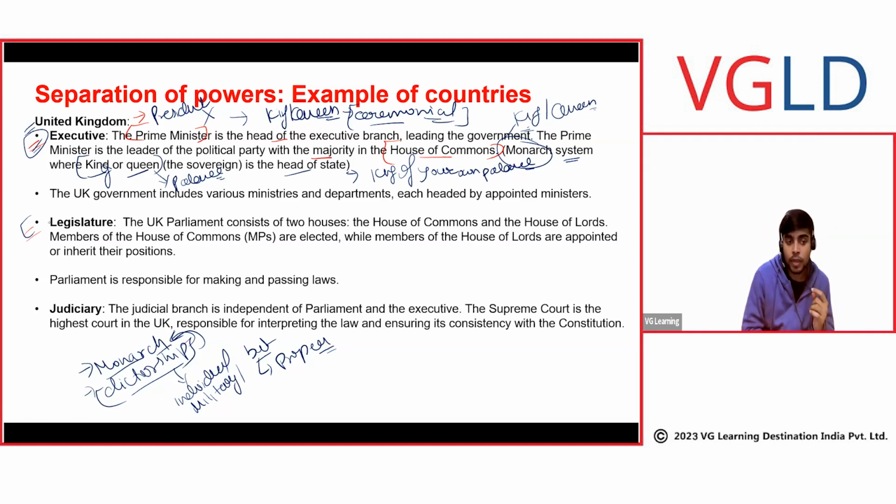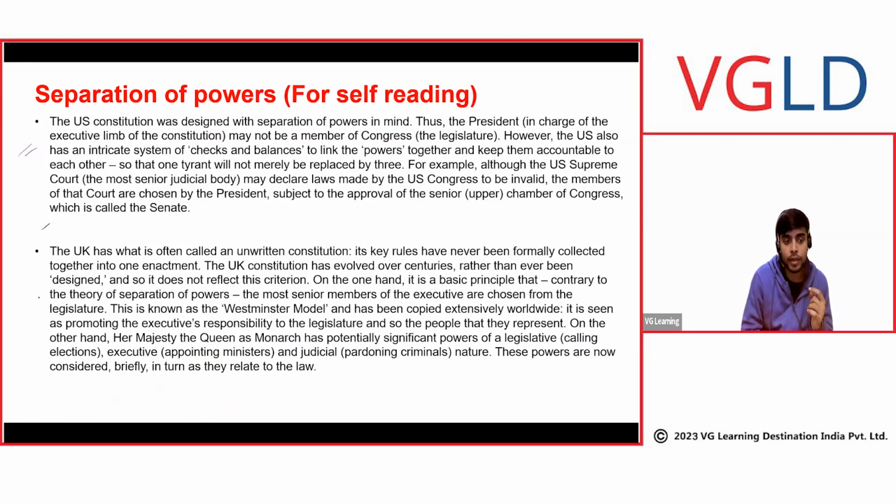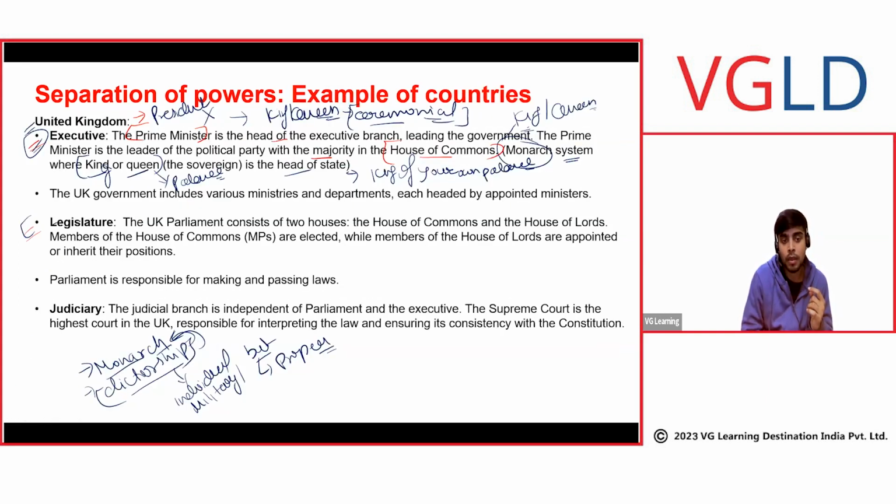Now, in the UK legislature, the parliament consists of two houses. This is a common system, like in India and the US, just the names are different: the House of Commons and the House of Lords. In the House of Commons, people elect the members, and in the House of Lords, the lords are appointed. Parliament is responsible for making and passing the law.